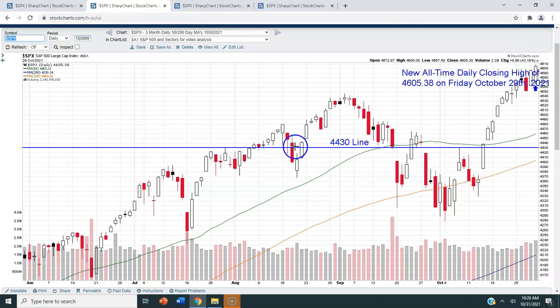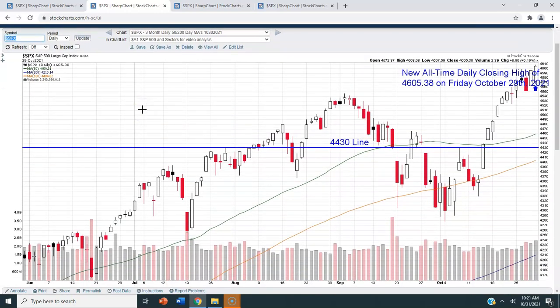Okay, so this 4430 line has been super important for the latter part of July, August, September, October, and now of course we're entering into November. So this 4430 level has been super important, and the fact that we're now above it, we've had some really nice volume over the last couple of weeks to the upside, strong volume days. All of that bodes well, I believe, for the next few months, and I think it's quite possible that we could continue to move into new highs.